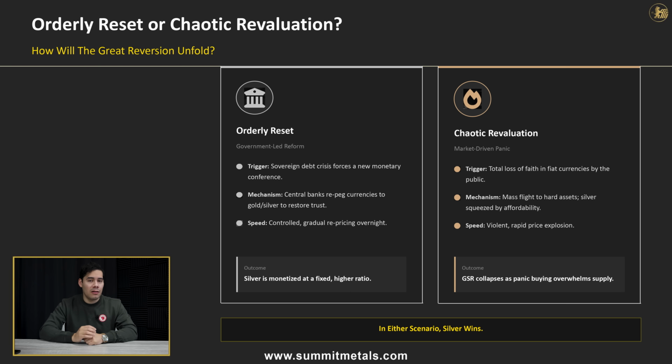The second path, the chaotic revaluation, is driven by the market. This happens when the public completely loses faith in the fiat currency, leading to a mass flight into hard assets. Because silver is so much more affordable than gold, this panic buying would create a massive supply squeeze, causing a violent, rapid price explosion. Could we be seeing that today during our current economic situation? In both scenarios, the outcome is the same. Silver's relative value increases dramatically and the gold-silver ratio collapses. The market forces the change, whether the government starts it or simply reacts to it.